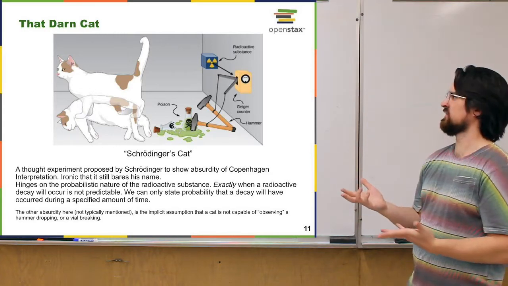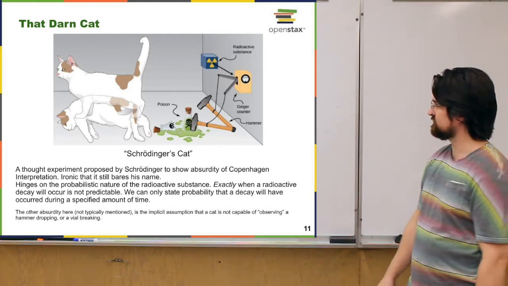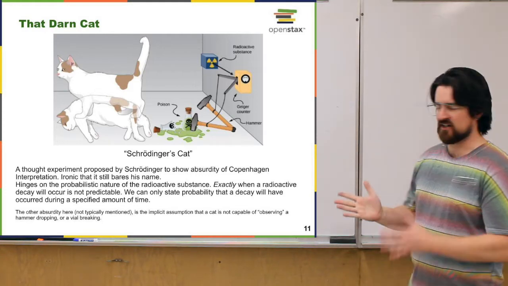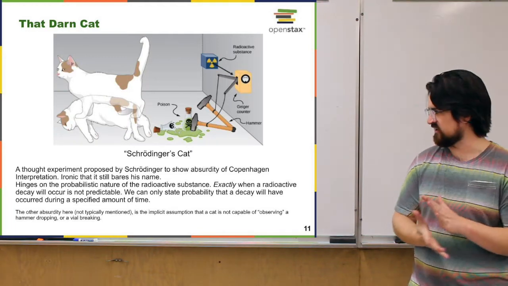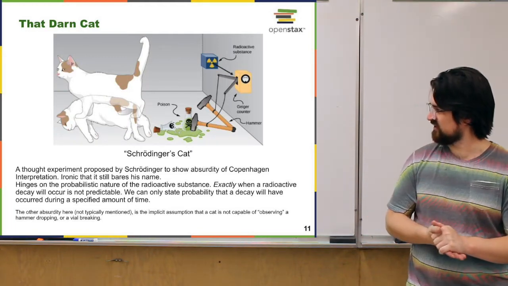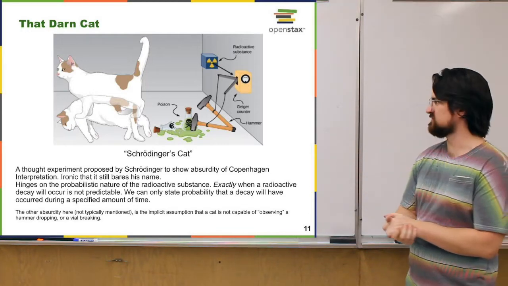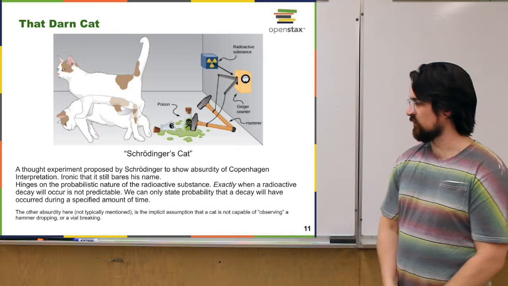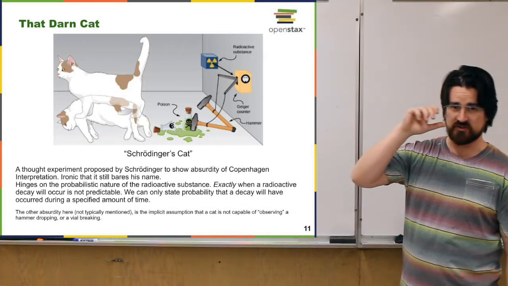The cat then, in that box, would be killed by the poison, if it was released. It's interesting to note that Schrödinger actually came up with this thought experiment to show how absurd the Copenhagen interpretation is. And one of history's many ironies is that it's still known with his name. But basically, the whole thought experiment hinges on the probabilistic nature of the radioactive source.